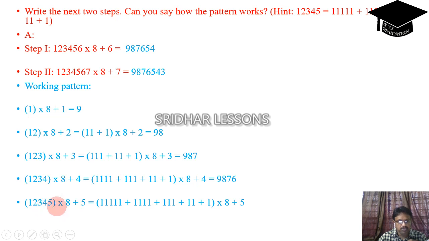Finally, 12345 into 8 plus 5. By following this pattern, into 8 plus 5. So what is the value? 98765. Okay, just observe this pattern once again carefully. With this we have concluded chapter number 2 of the CBSE syllabus, 6th class mathematics, chapter number 2.